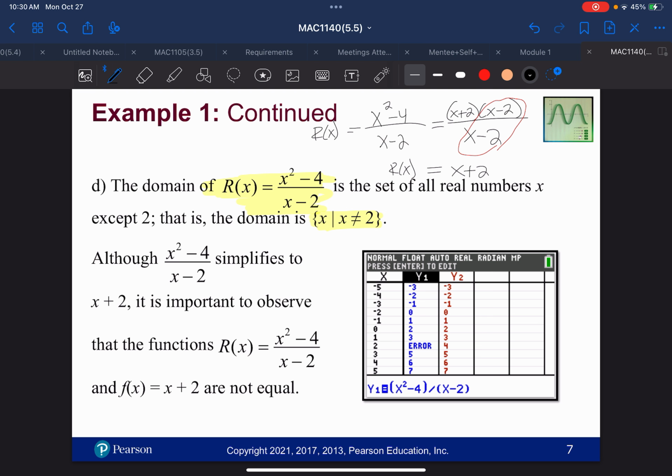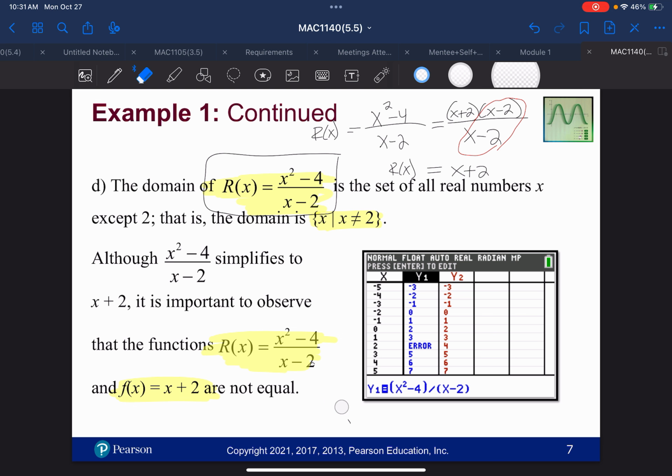But because it started out as a rational function, x squared minus 4 divided by x minus 2, and that linear equation, x plus 2, which it simplifies to, these are not the same functions, since it started out as a rational function to begin with, because of that domain difference. See, this is just a regular line, so the domain of x plus 2 would be all real numbers. But if I'm asked to find the domain of this rational function, x cannot equal 2.